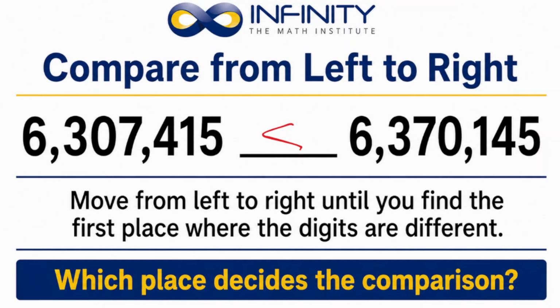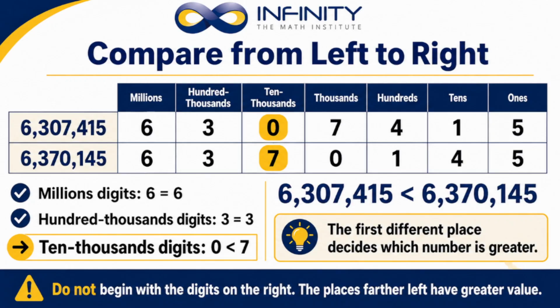Once we find the first different place, the digits further right do not get a vote in this process, okay? The millions digits are equal. The 100,000 digits are equal. The 10,000 digits, 0 is less than 7. All right, do not begin with the digits on the right because the places further left have a greater value.